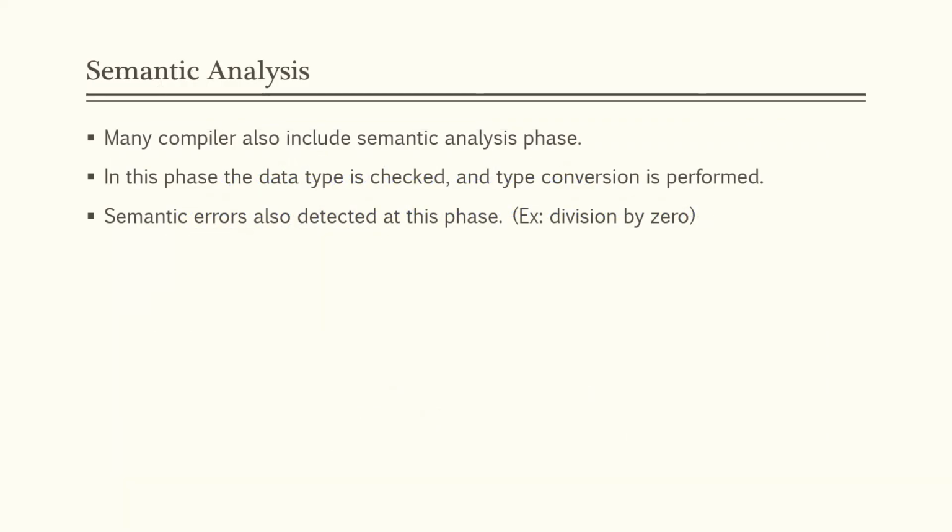Sometimes a semantic analysis phase is added, whereby many compilers actually do include this semantic analysis. Semantic analysis is to check for logical errors, as I told you. In this phase, the data type is checked and type conversion is performed. You normally know that any variable that you declare has a data type: integer, real number, whole number, double. At this stage, they normally check whether the data type is correct or not. If not, they will do a type conversion in this phase. Semantic errors will also be detected at this phase, like division by 0.